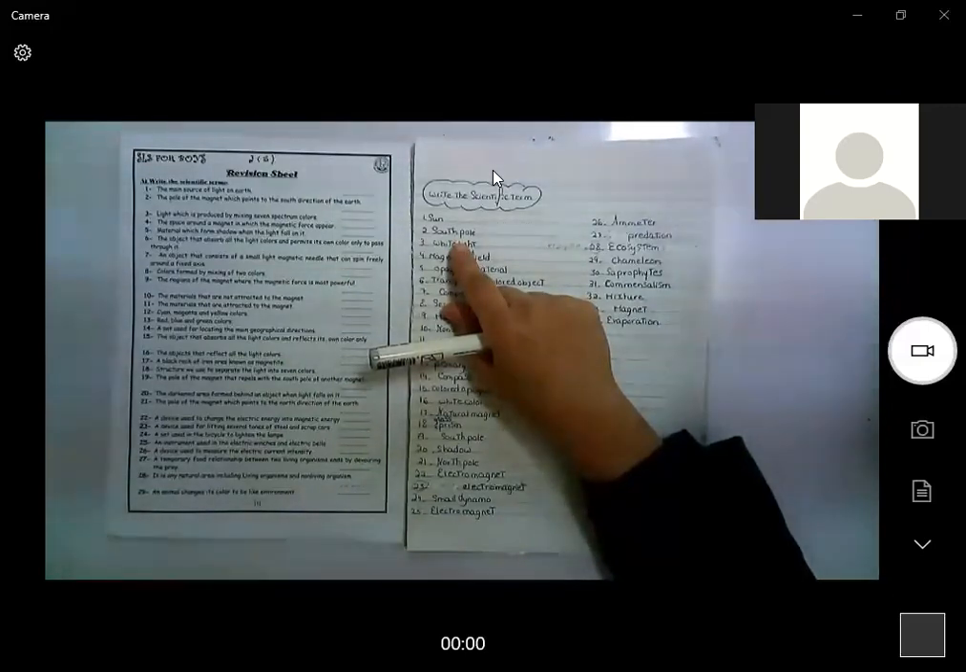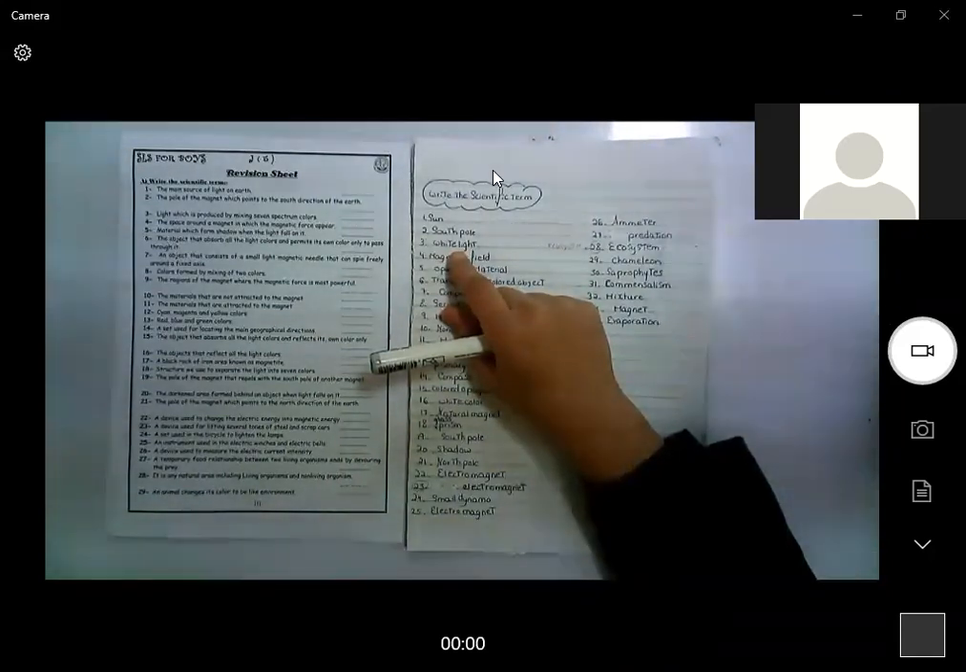Number 3, light which is produced by mixing 7 spectrum colors. When we mix the 7 colors together, it gives me white light.